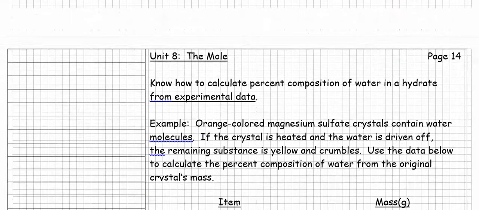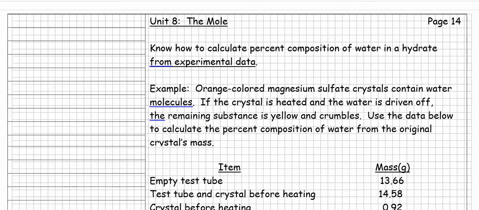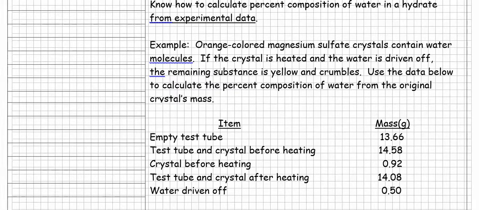All right, we also need to talk about how to calculate percent composition of water in a hydrate from experimental data. Let's talk a little bit about what happens if we're doing an experiment and how we do that. So let's take a look at this example. We have orange-colored magnesium sulfate crystals containing water molecules. Now, if the crystal is heated and the water is driven off, the remaining substance is yellow and it crumbles, like a yellow residue or a powder. We want to use the data below to calculate the percent composition of water from the original crystal's mass. So what was the percentage of water?